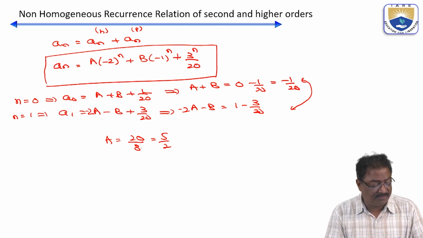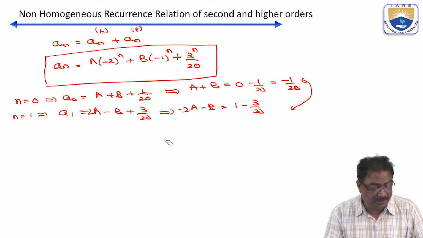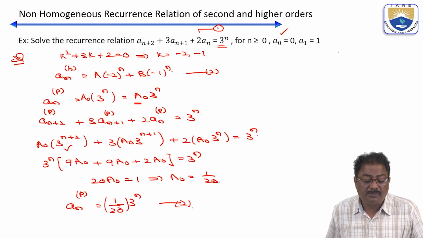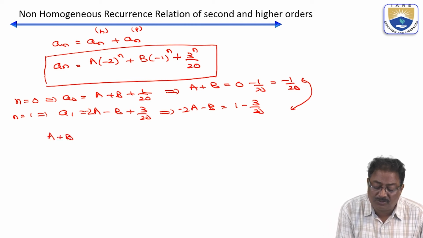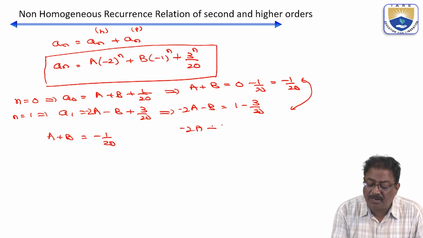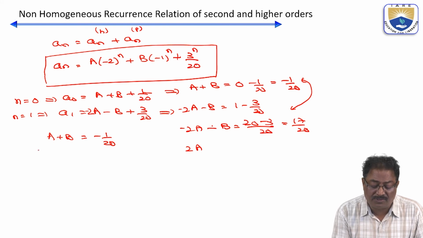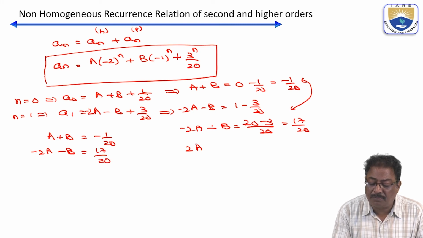So this I am just going to calculate. Let us say a plus b equals minus 1 by 20. Then minus 2a minus b equals 20 minus 3 by 20, so it is 17 by 20. Just this is another equation. I am going to consider 2a plus b equals minus 17 by 20.